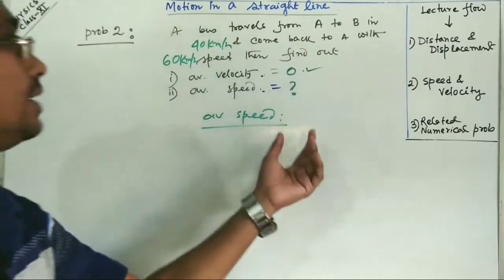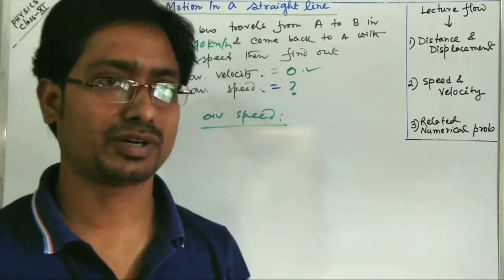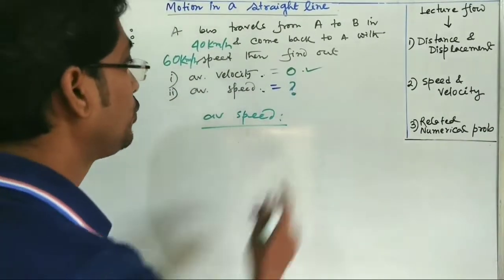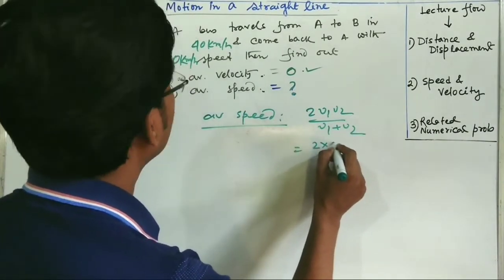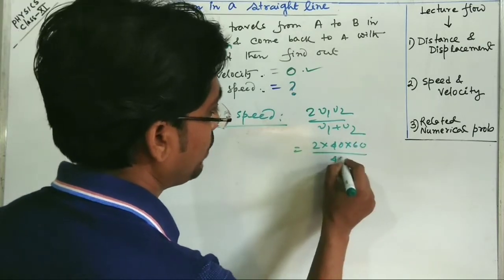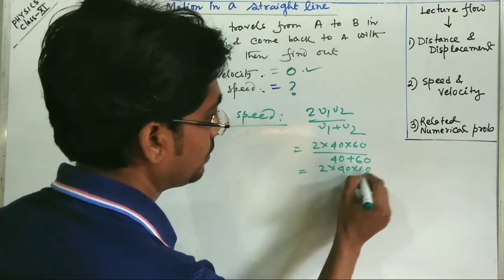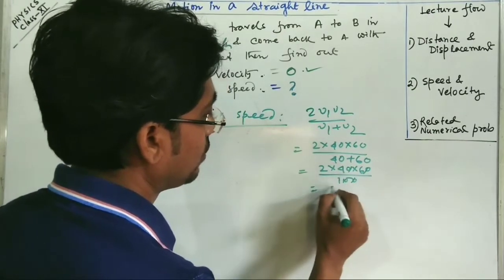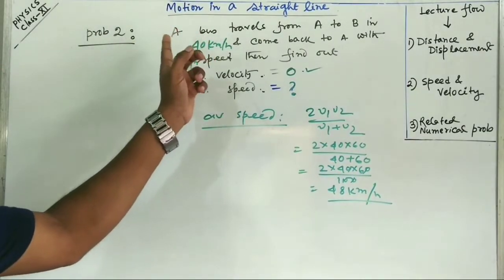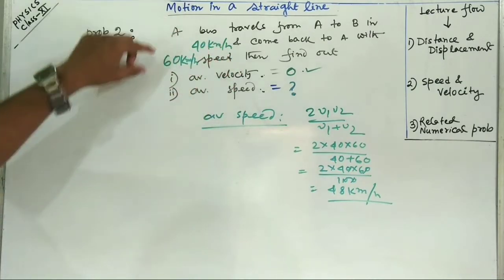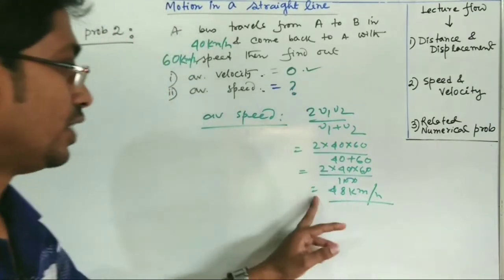Generally students will answer 40 plus 60 by 2, 50 km per hour. Dear student, it will not come as 50 km per hour. I have given you the formula, it will be 2 V1 V2 by V1 plus V2. So 2 into 40 into 60 by 40 plus 60. So it will be 2 into 40 into 60 by 100, which is 48 km per hour. Looking at the question, you may be tempted to say 40 plus 60, 100 by 2 is 50 km per hour. No, it will be 48 km per hour.